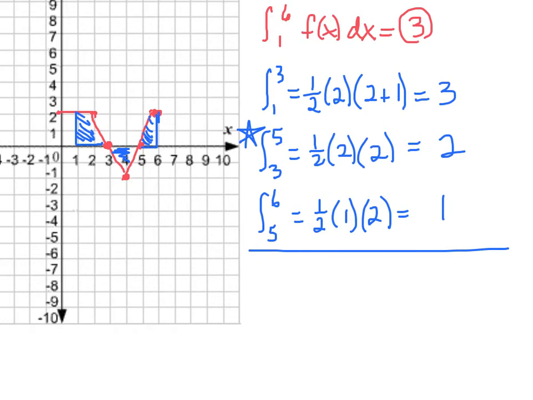So we are going to take the area from 1 to 3, which is 3. We're going to subtract the area from 3 to 5 because it's below the x-axis. And then we are going to add the area from 5 to 6, which is 1. So your final answer is 2.